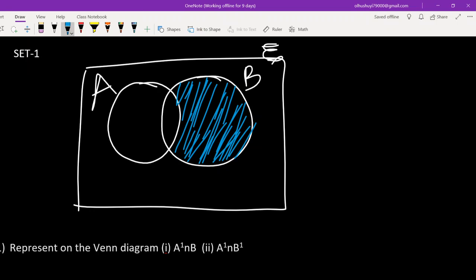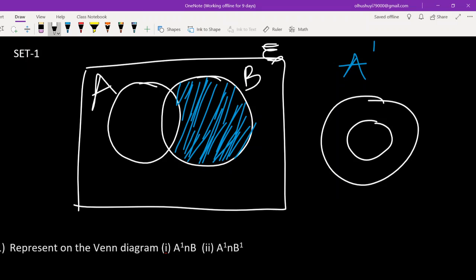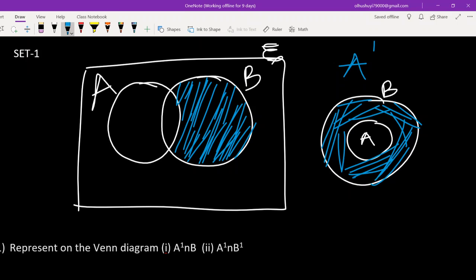You have other ones. If you have A complement alone, you can have something like this. So I call this A, while I call this B. So A complement will be what? Not in A, but it will be in B. So this region shaded is A complement. It's not involving A.